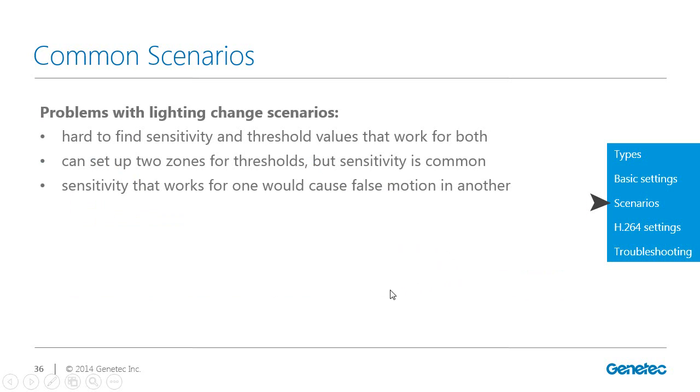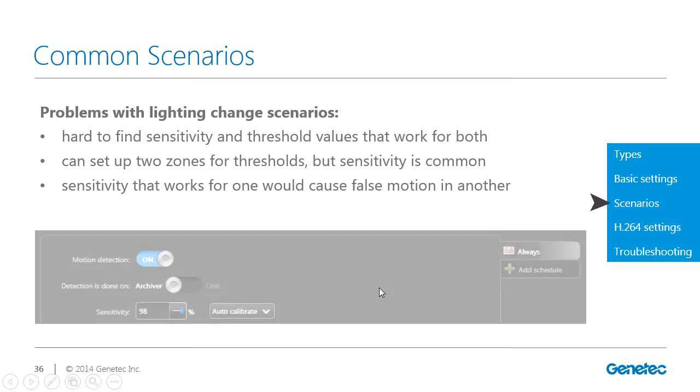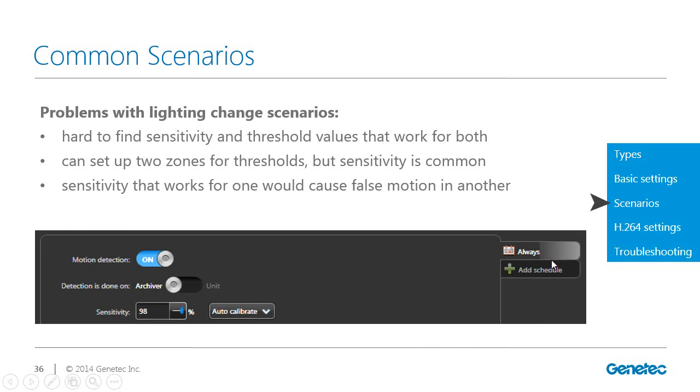Fortunately, we do have a good solution for this, and that's using schedules. On the top right of the motion detection settings are our schedule tabs. Each schedule can have completely independent values, so we can have different zones set up for it. We can have different sensitivity, and we can even choose to do unit motion detection for one and archiver for another.